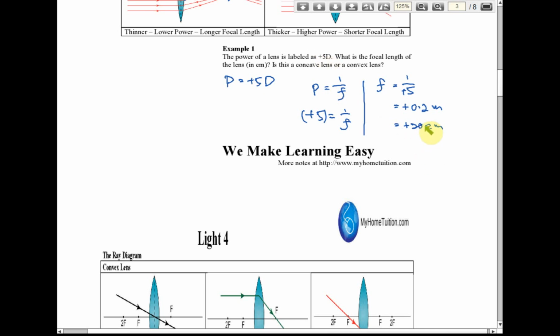Do we need to write positive? For a positive lens, you can omit the positive. Just give 20 cm. That's okay already. But for a concave lens, then you must write negative. So for positive, actually, you don't need to write, but for negative, then you must write. Since it's already given here for positive, let's put the positive here. But if you don't write positive, it's okay. So this answer, positive 20 cm. They give you the power positive 5 diopter, then you can get the focal length equal to positive 20 cm.